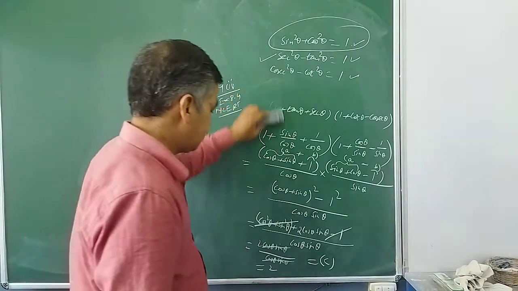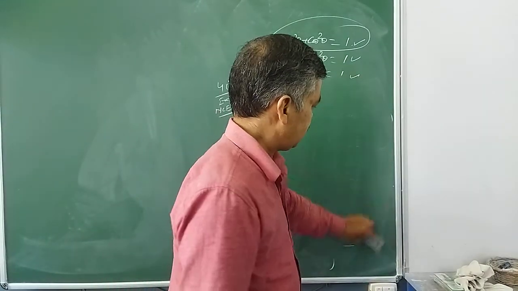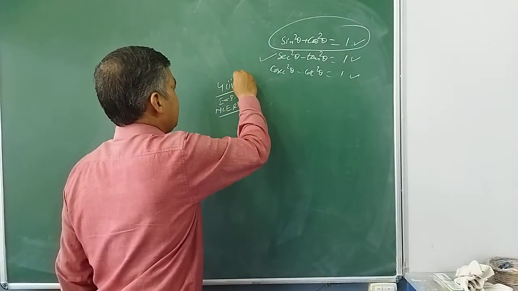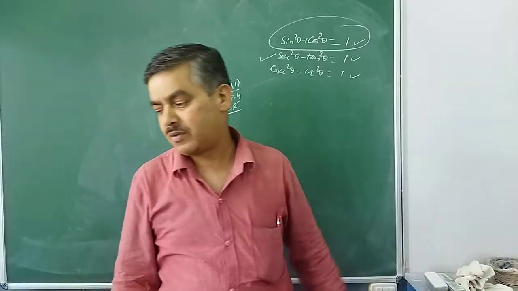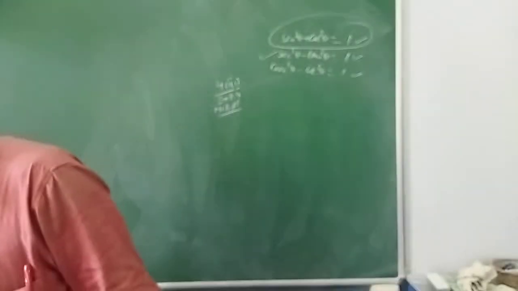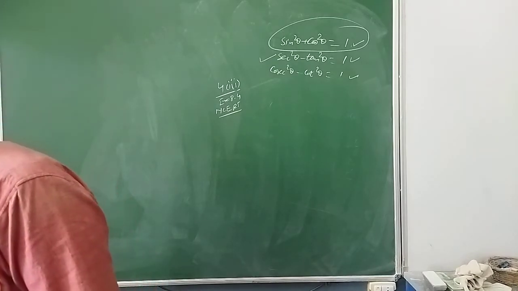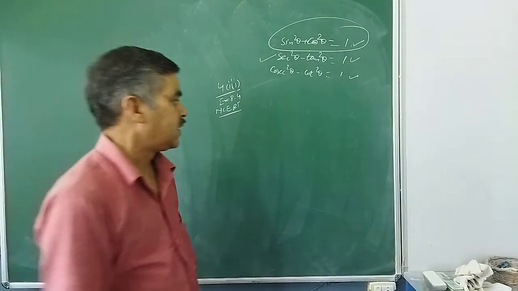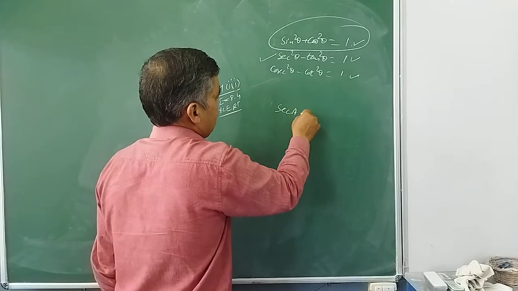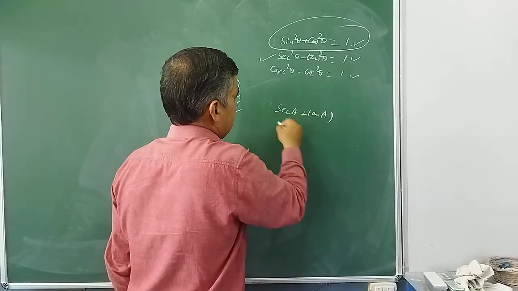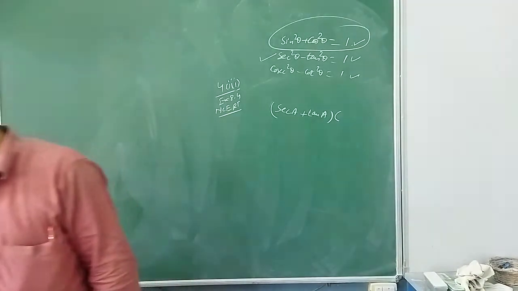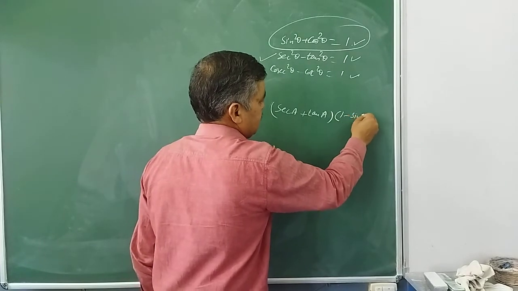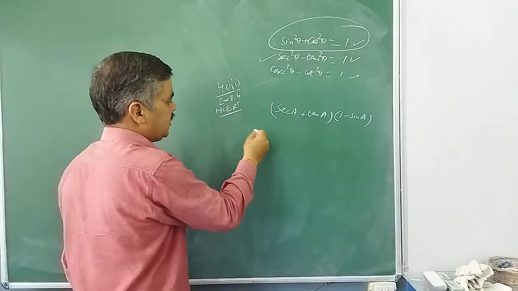Let us see the third part. Simply you need to do the practice in writing. That is very important from this topic's point of view as newly added to your knowledge, but I do not think it is a difficult one. So the third part is secant A plus tangent A into 1 minus sin A. Again, let us begin with the same thing.